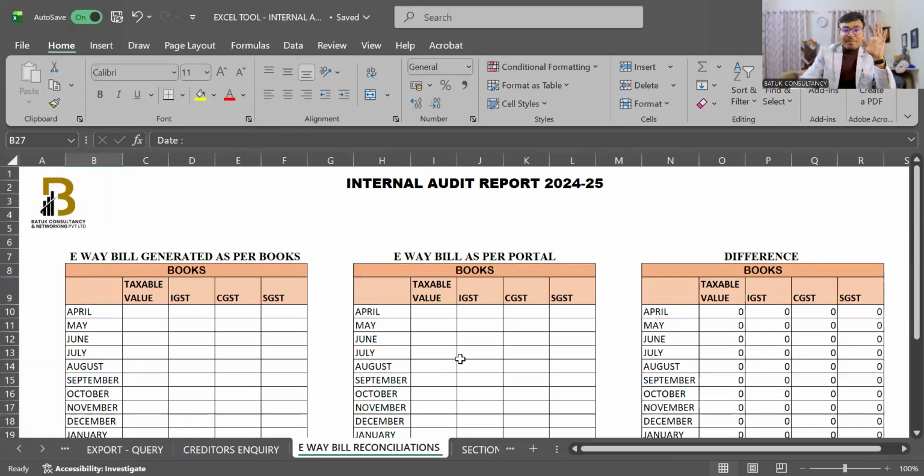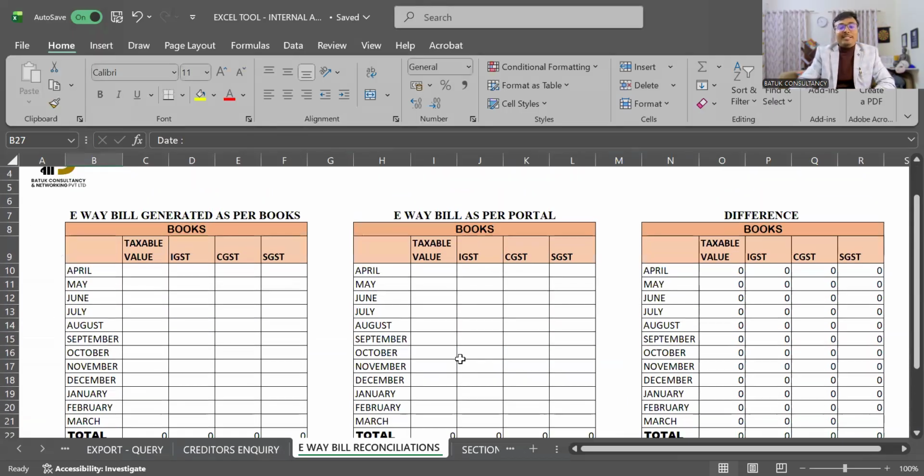E-way bill reconciliation. As we all know, nowadays departmental authorities are issuing many notices on account of e-way bill only. Okay, so we need to check the e-way bill generated as per books of accounts, because the client is generating the e-way bill from the accounting software, and the accounting software is generating the report on a monthly basis very easily. So we need to take the e-way bill generated as per books of accounts. The e-way bill as per GST and common portal, you can easily check from the e-way bill portal, and if there is any difference, then we need to identify. If the difference is of a very small amount, then it is completely okay. But if there is a huge amount difference, then it is an indication that there are some issues. So we need to take the actions.